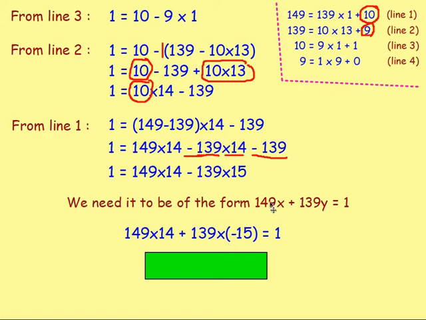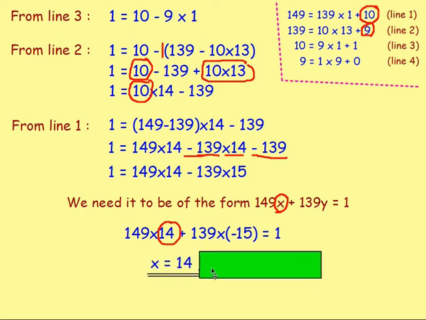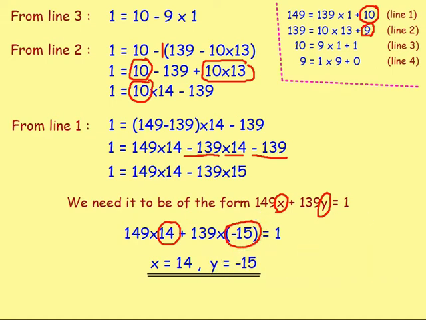From there, you can see that the 149 has been multiplied by x, and here we're multiplying by 14. So we know that x is going to be equal to 14. The y, what do you think the y is going to be equal to? Perfect. It's what we're multiplying the 139 by. And we're multiplying the 139 by the negative 15. So you can say the y would equal negative 15. And that's your answer.